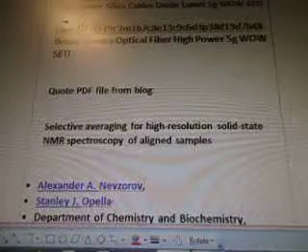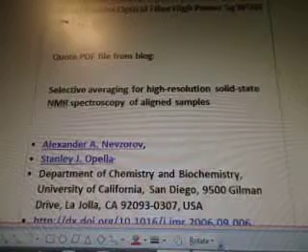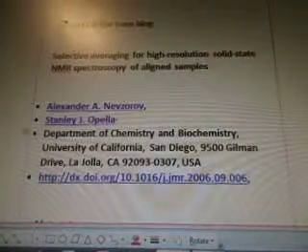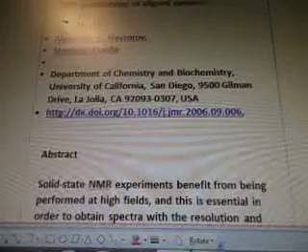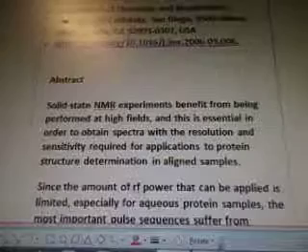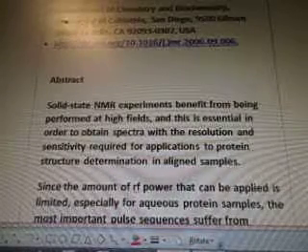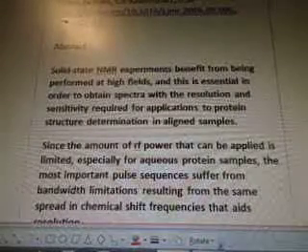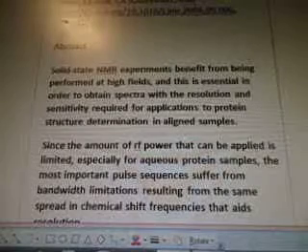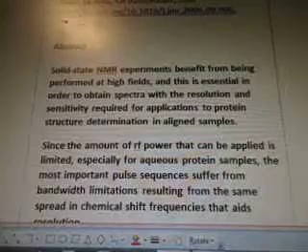The quote PDF file from the blog was selective averaging for high resolution solid state NMR spectroscopy of aligned samples, from those two scientists, and it's from Gilman, La Jolla, California. And there's the link there. So abstract. Solid state NMR experiments benefit from being performed at high fields. And this is essential in order to obtain spectra with the resolution and sensitivity required for applications to protein structure determination in aligned samples.